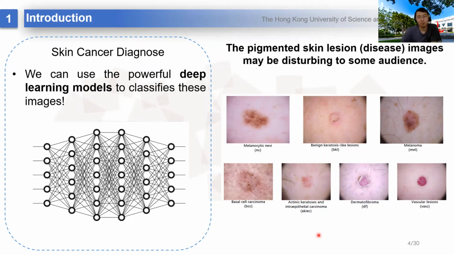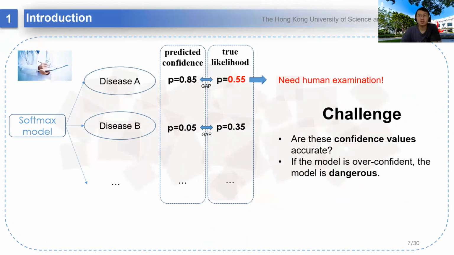With the aggressive development of image classification methods with deep learning models, we can use powerful models to classify these disease images. However, there is a big challenge when we try to apply the deep learning models to the skin disease image classification problem. The challenge is, can we rely on the confidence values produced by the Softmax layer of the deep learning models? If not, the model is dangerous because we don't know when it is correct and when it is wrong.